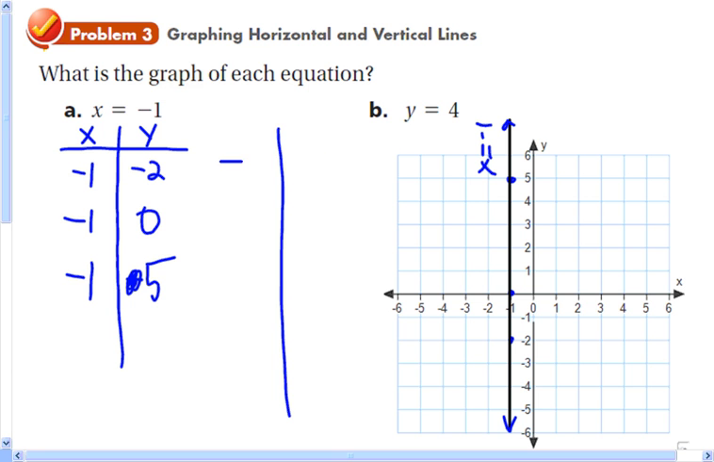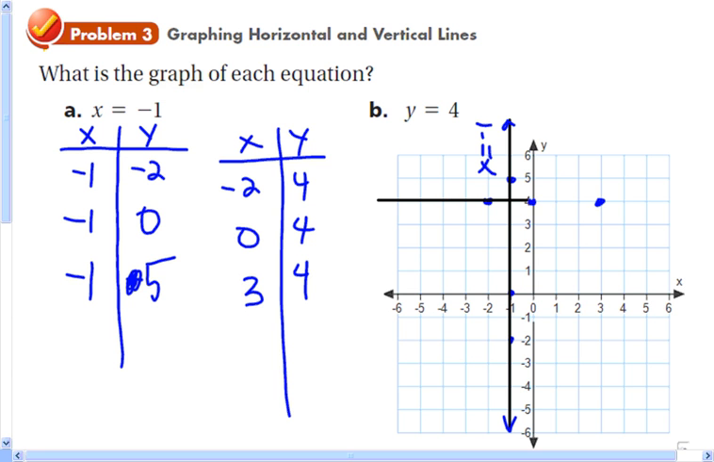Similarly, to find some points where y is equal to 4, let's just think of some values. If x is negative 2 and y is 4, x is 0 and y is 4, if x is 3 and y is 4, those are points where y is equal to 4. So negative 2, 4, that's right there. 0, 4 is there. 3, 4 is there. If I draw a line through all the points where y is equal to 4, I get this line.